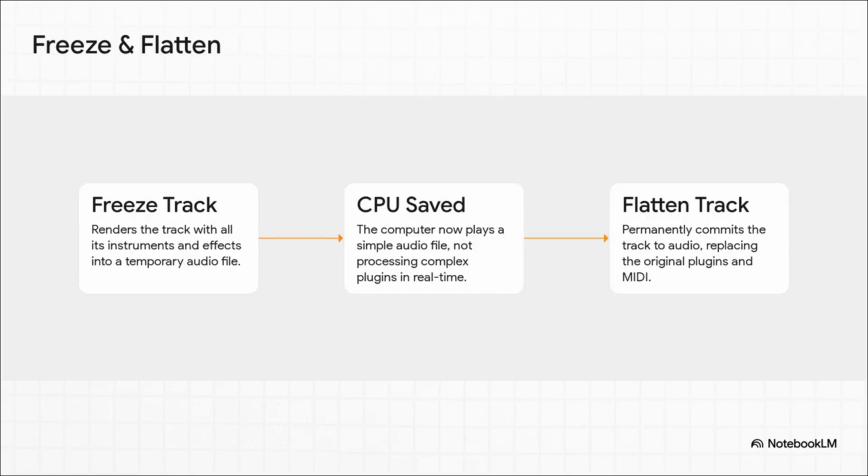So how do you reclaim your CPU? One of the most powerful tools in your arsenal is freeze and flatten. When you freeze a track, your DAW essentially takes a snapshot of it, turning it into a simple audio file. This frees up a ton of CPU power. And if you're totally happy with how it sounds, you can flatten it to make that change permanent.